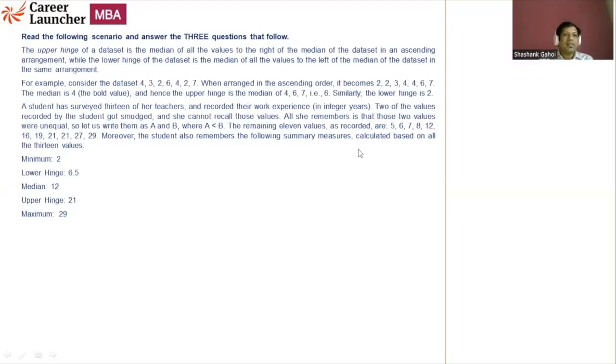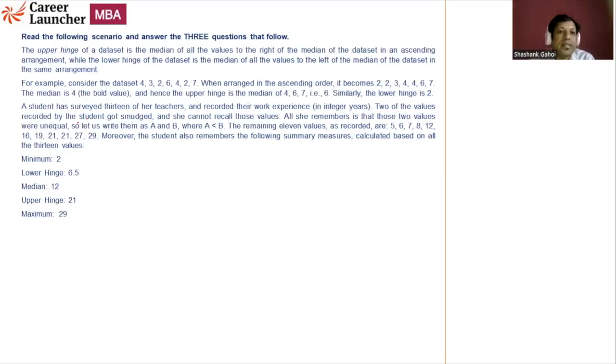Let's start this set. So basically this set says that the upper hinge of a data set is the median of all the values to the right of the median of the data set in ascending arrangement. The lower hinge of the data set is the median of all the values on the left hand side of the median. Okay, fair enough. So basically there is an example that is given.